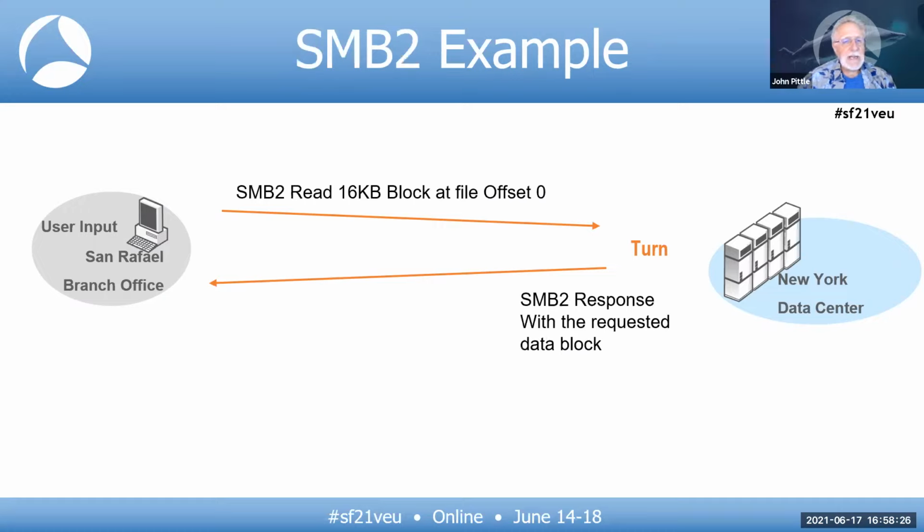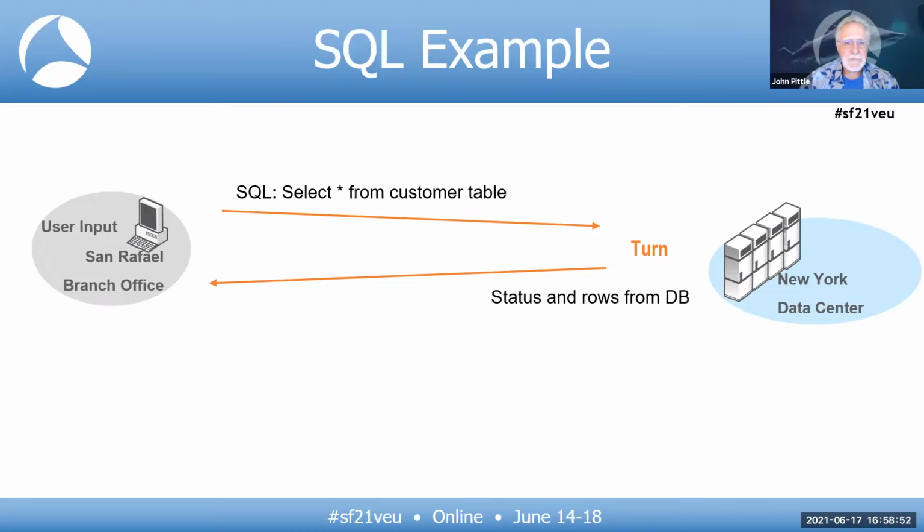In SMB, an example would be maybe a read command, in this case, reading the 16 KB block at file offset 0. That's the request heading to the server. Then there's a turn and the response comes back with the requested data block, in this case, potentially 16K if there's that much data. And of course, that would be multiple packets. But at the application layer, it's one turn.